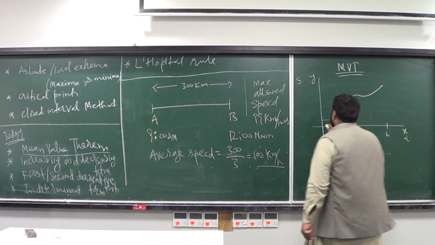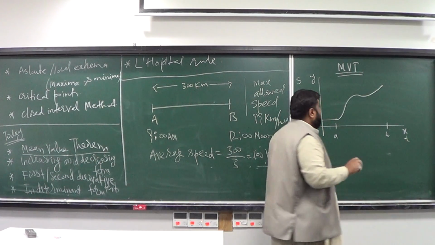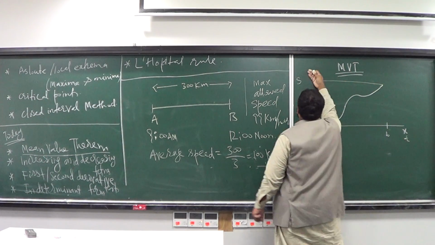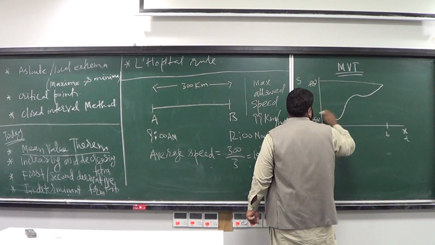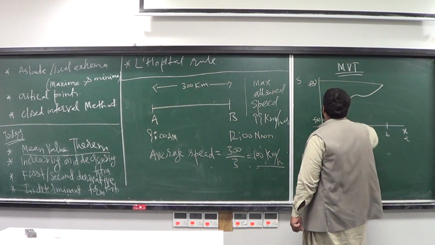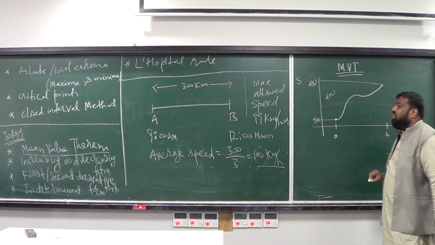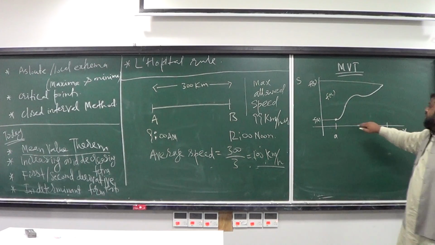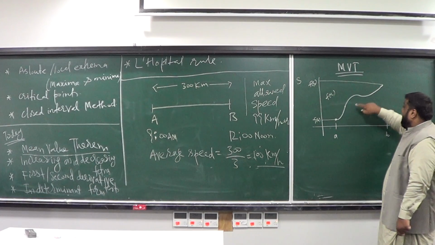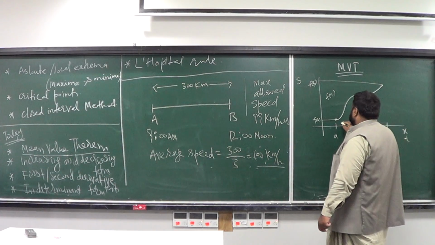So if this is A, corresponding to this point, this is f of A, and if this is B, corresponding to this point, this is f of B. Imagine this function is f of x. Then what is the average change? What is the average change in velocity? For example, if your position is changing according to this curve, how can you compute this average change?